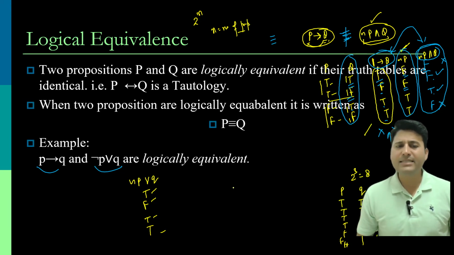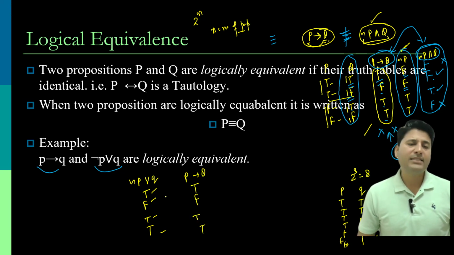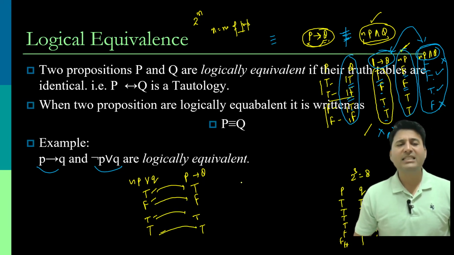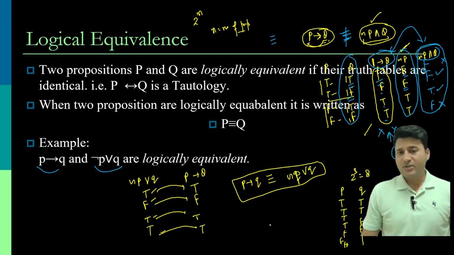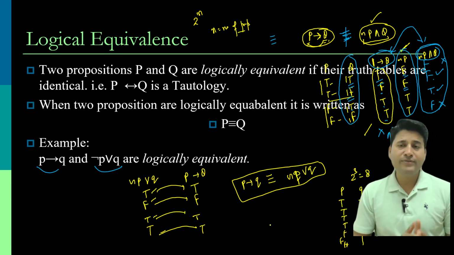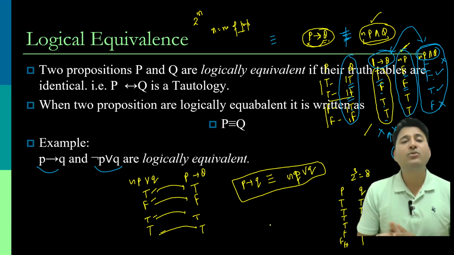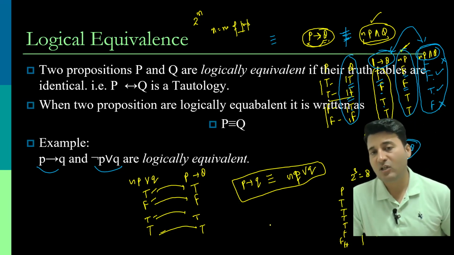And it is same as the truth table which is there for P implies Q. Now you can see the corresponding truth values come out the same. So yes, now we can say P implies Q is logically equivalent to negation P or Q. Negation P or Q. Understood? So this is how we can check whether two compound propositions are logically equivalent or not.